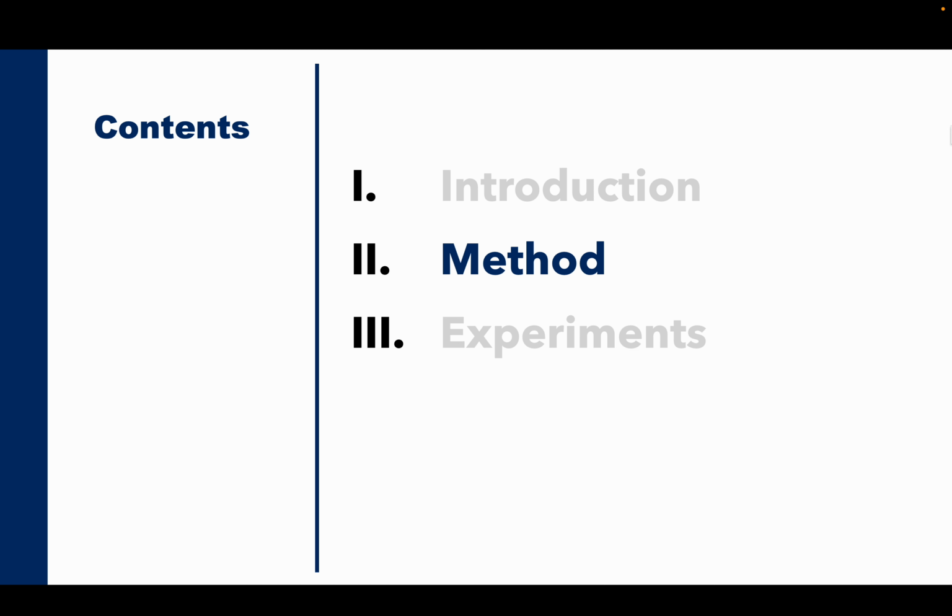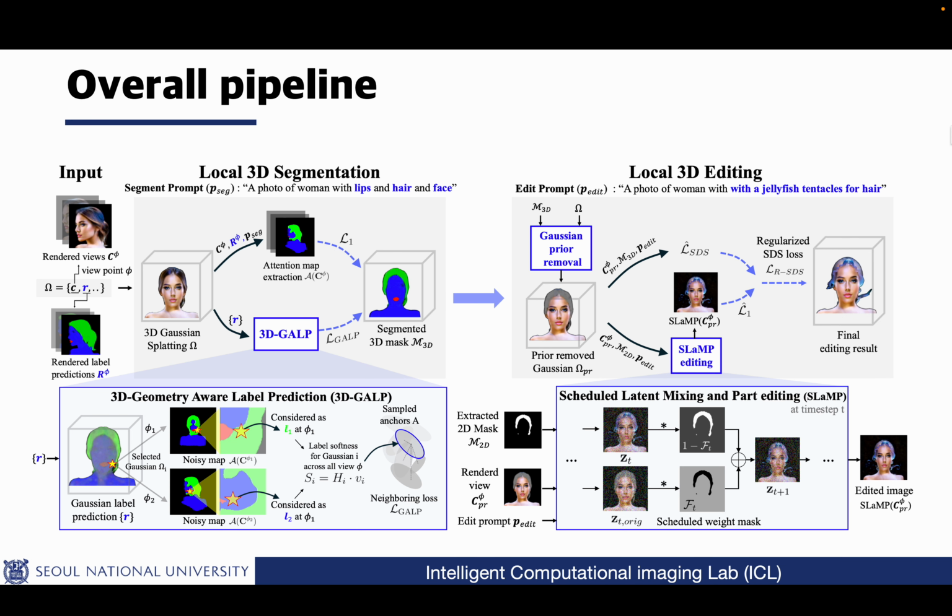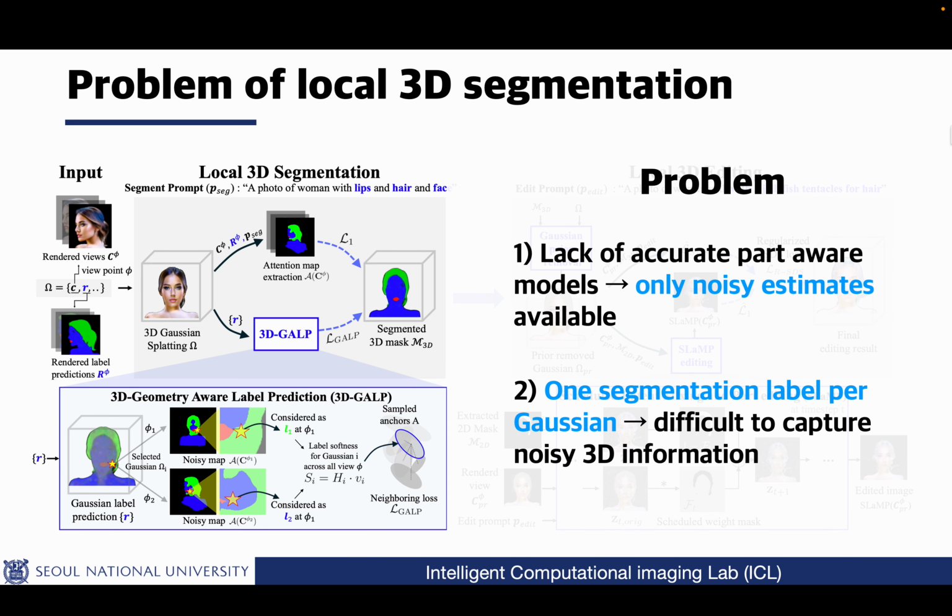Now let's look into our method. Previously, I explained why we need a 3D part segmentation and editing method. For that goal, RoMaP proposed this pipeline. It may look a bit complex, but I'll walk you through it step by step. Before going into each component, let's start by analyzing the challenges in both segmentation and editing.